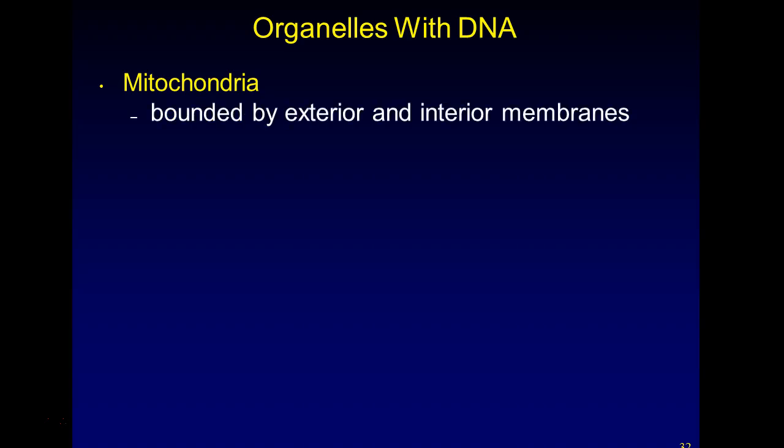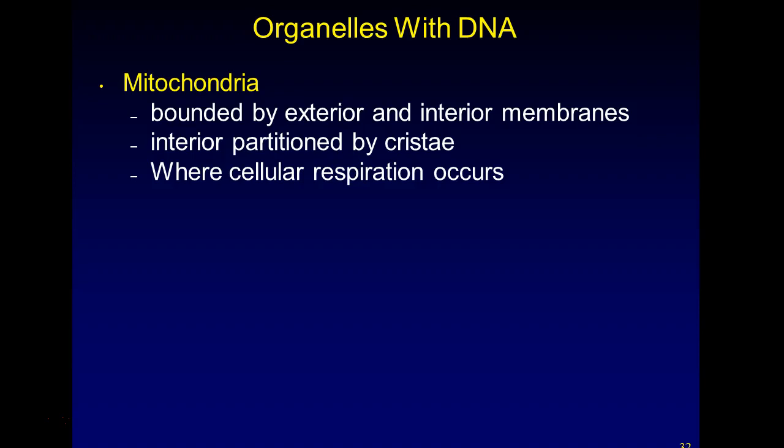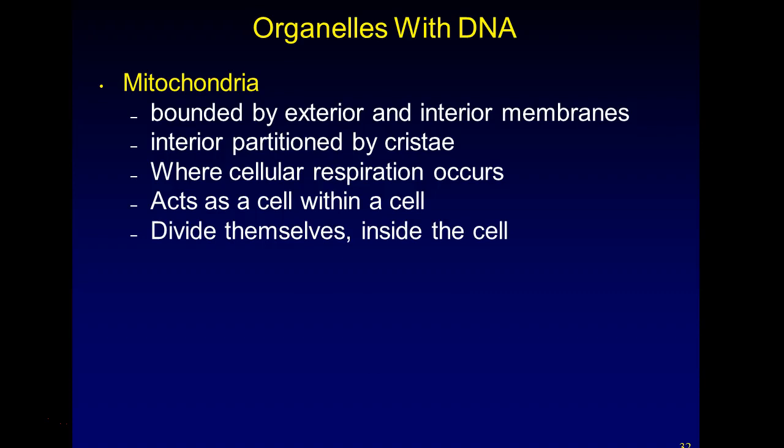So organelles with DNA. The mitochondria, let's talk about that one first. It's bounded by an exterior and interior membrane. The interior is partitioned off by what we call cristae. It's where cellular respiration occurs, and what we should know basically right now is that cellular respiration results in energy, ATP, by using oxygen and sugar. It acts as a cell within a cell. They divide themselves inside of the cell, and they have their own DNA, which is really interesting, and we're going to talk about theories behind that.